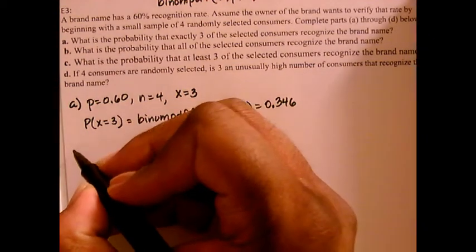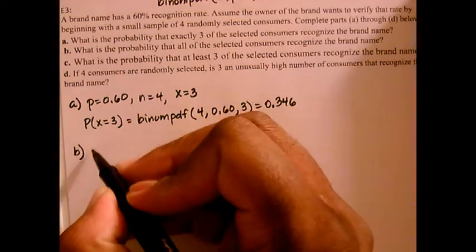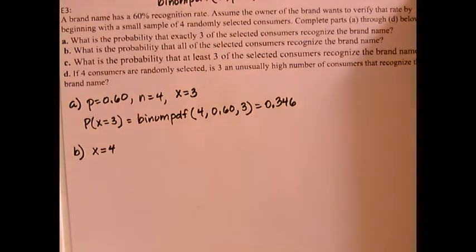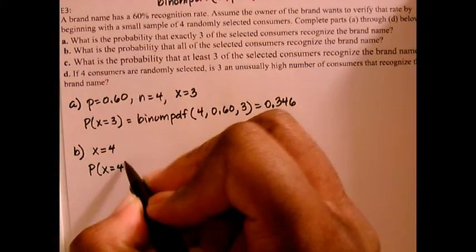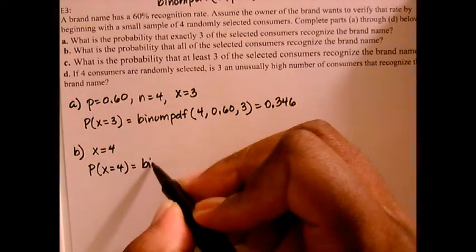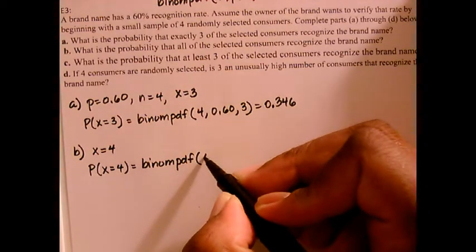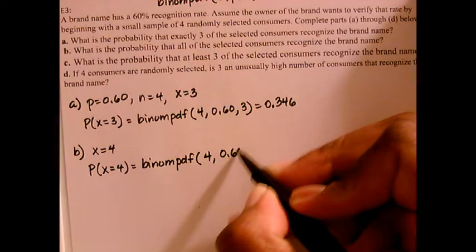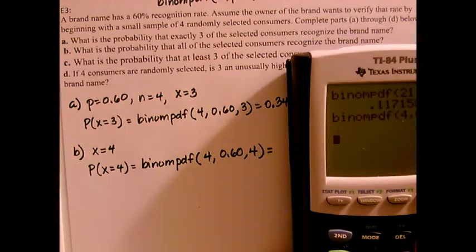Now part B is the probability that all the selected consumers recognize the brand name. So now we're looking at x is equal to 4, because that's all the randomly selected consumers. So here, the probability that x is exactly 4, here we use the binomial PDF command, and n is 4, p is 0.60, this time x is 4.